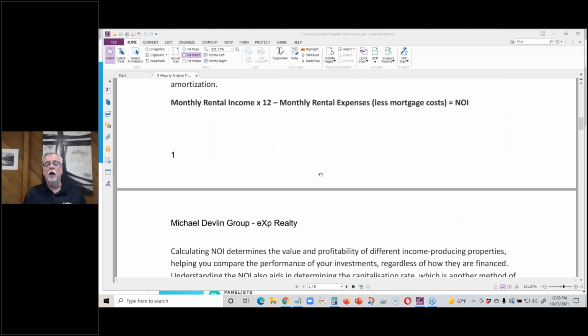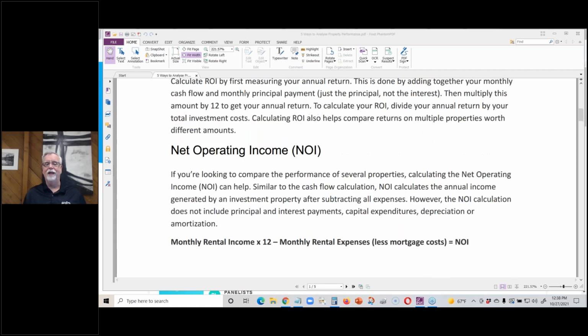Now, what we don't do with the net operating income is include any mortgage payments, right? Notice it says here, it does not include principal and interest payments, capital expenditures, depreciation, or amortization, right? The depreciation deduction in an investment property is more in the rate than it is in the income. That would take me a little while to explain, but I'm happy to do it later if you want.